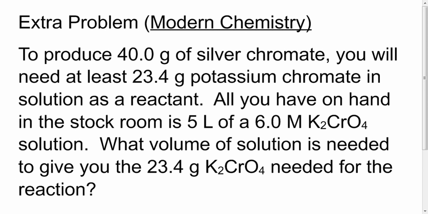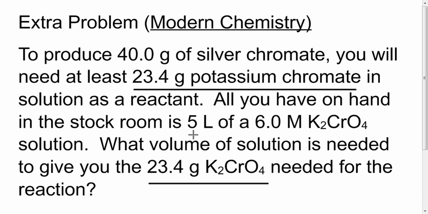Here's an extra problem that comes from the text. You don't necessarily need to copy this problem, but it'll be a good review. You could try it on your own. So you want to produce a certain amount of a chemical, and you need at least a certain amount of another chemical, and you have a bunch of the second chemical in solution. So you need this amount of chemical. It's written twice in the problem. And you know this is your concentration, and this is how much you have. All right?